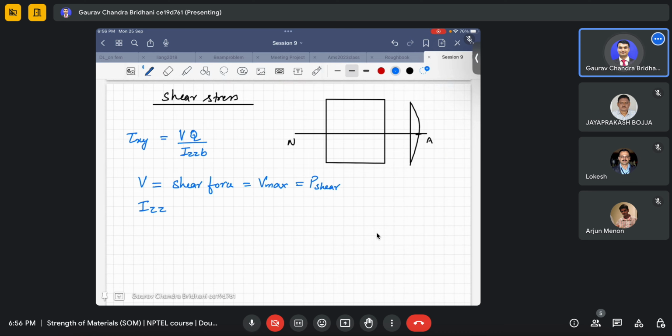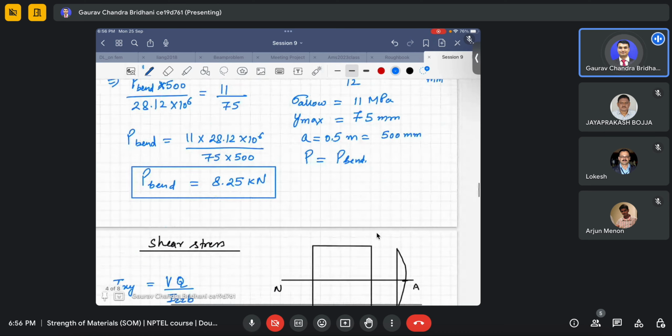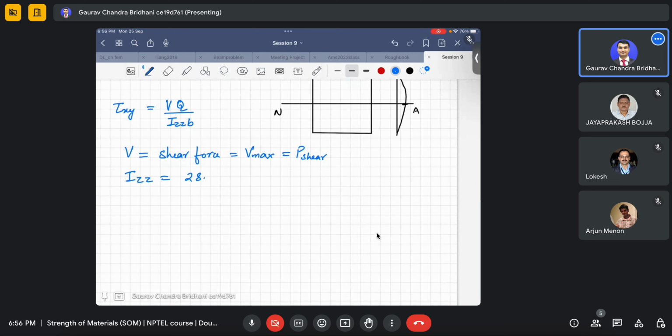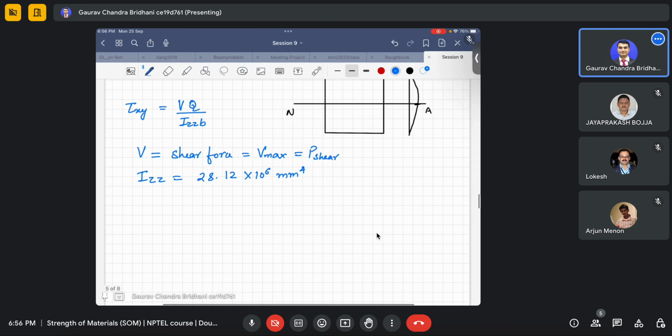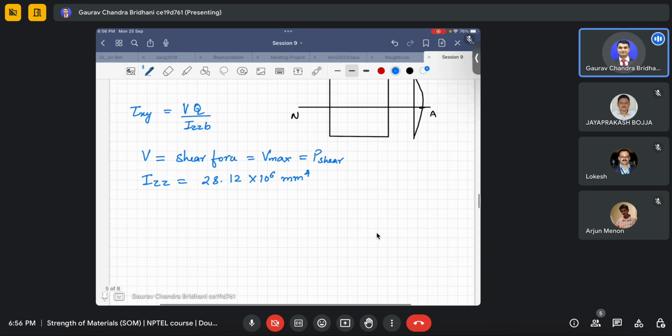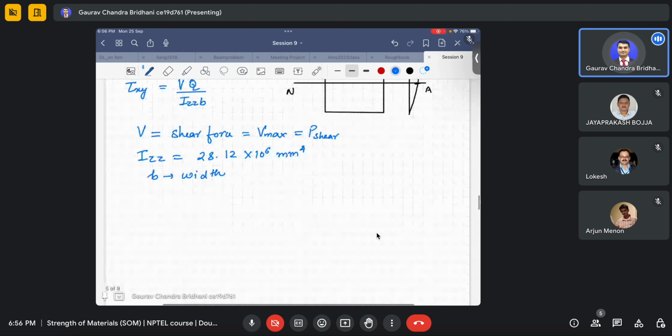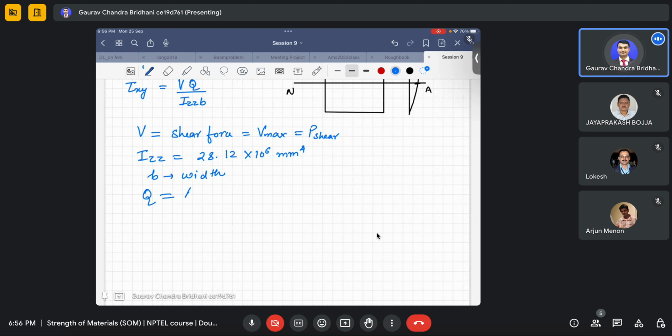Then comes the IZZ. IZZ remains the same, which is 28.12 into 10 to the power 6 mm to the power 4. And then B is the width of our beam, so this is the width, we know that already. Now the question comes to Q, which, if we simplify, will be A into y bar. Otherwise it is nothing but the first moment of area. It will basically be the integral of y dA over the area.